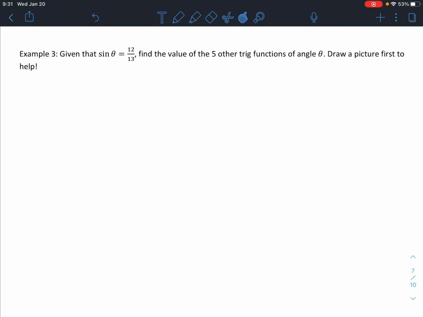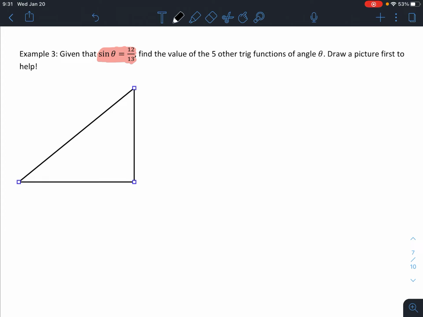All right, what if they don't give us a triangle? That's okay. They give us enough information right here to draw one. So let's start by drawing a right triangle. And you can put theta in either one of the two acute angles. I'm going to put it down here. And the directions say that the sine of it is 12 over 13. So opposite leg and hypotenuse are 12 and 13. So that right there tells me the sine of theta is 12 over 13.